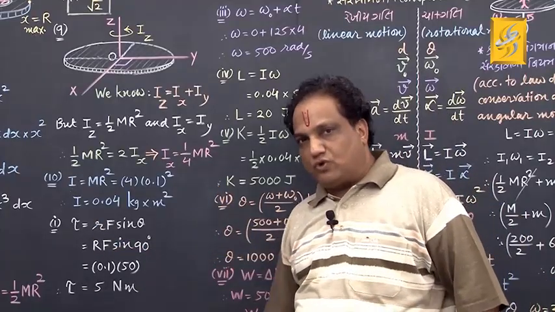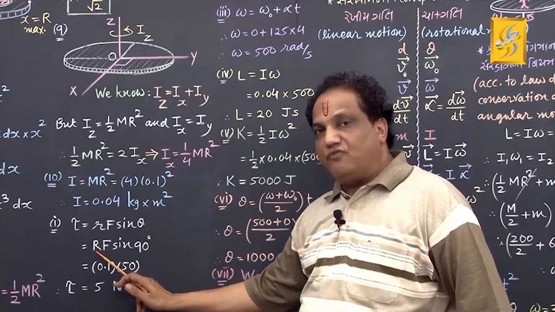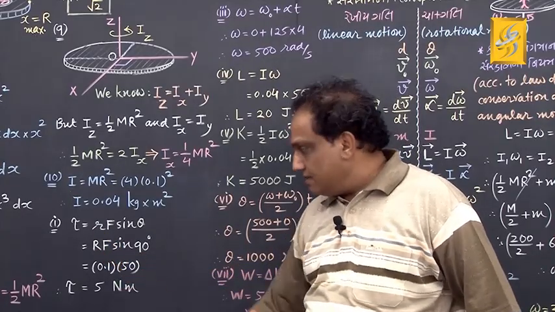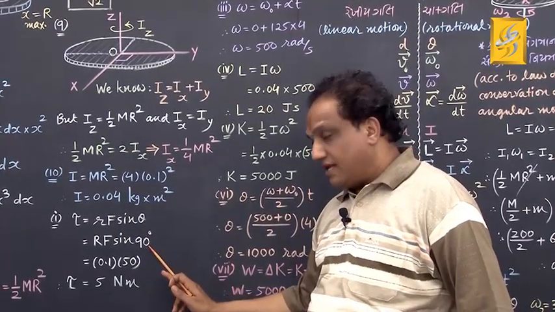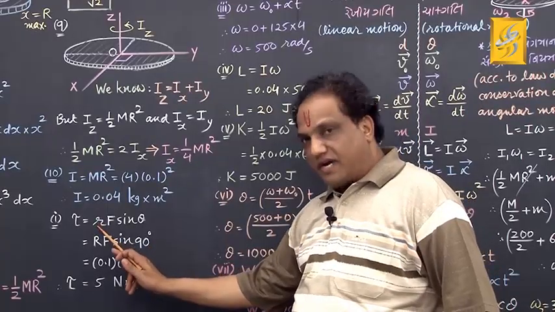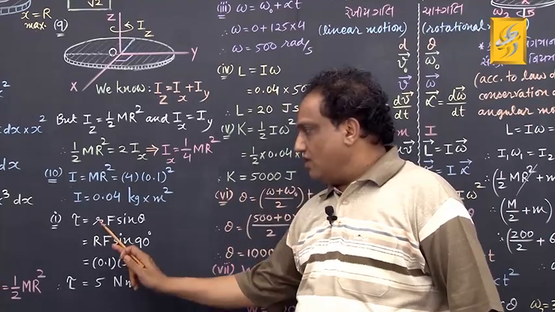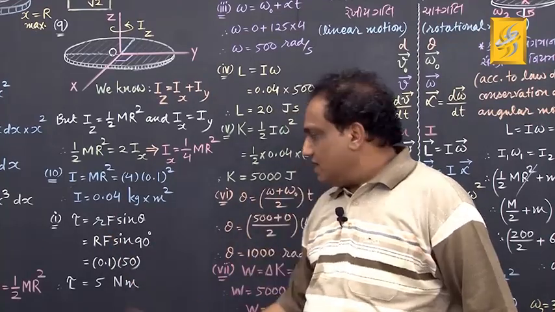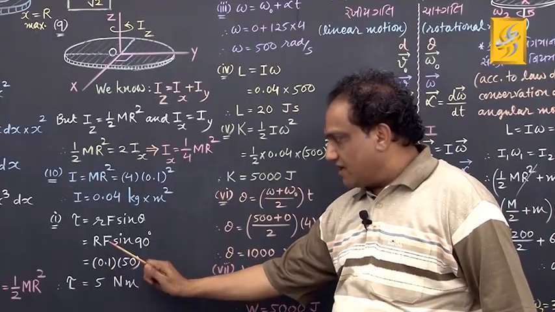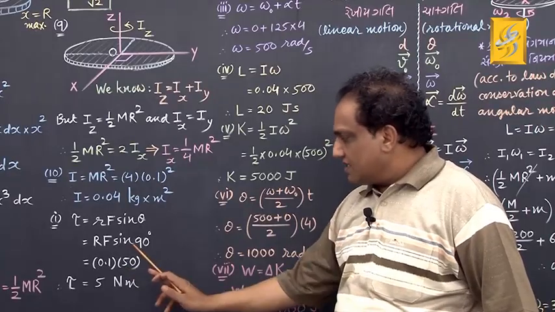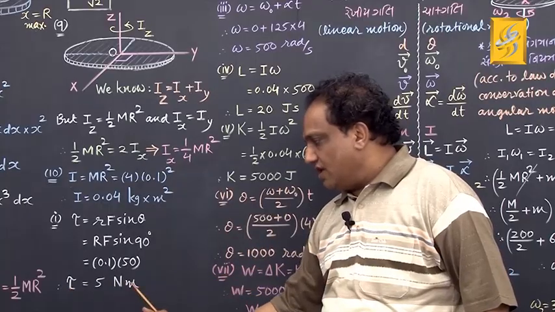Torque formula, tau equals R F sin theta. Here instead of small r, I am putting capital R, which is the radius of that thin hollow cylinder. Instead of theta, I am putting 90 degree, because this is along the radius and this force is exerted along the tangent. For a circular edge, radius and tangent are mutually perpendicular, so angle theta is 90 degree. Radius is 0.1 meter, force is 50 Newton, sin 90 is 1. This multiplication comes out to be 5. Unit of torque is Newton into meter.